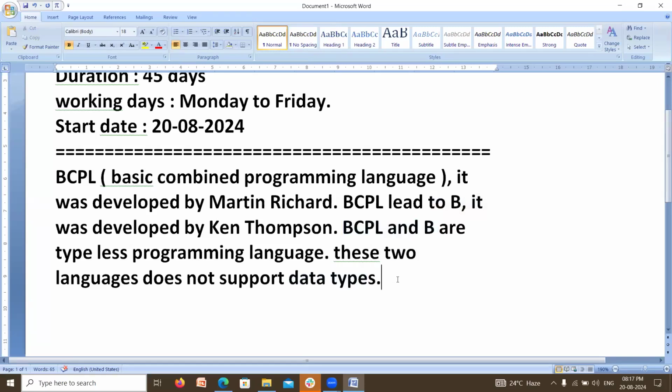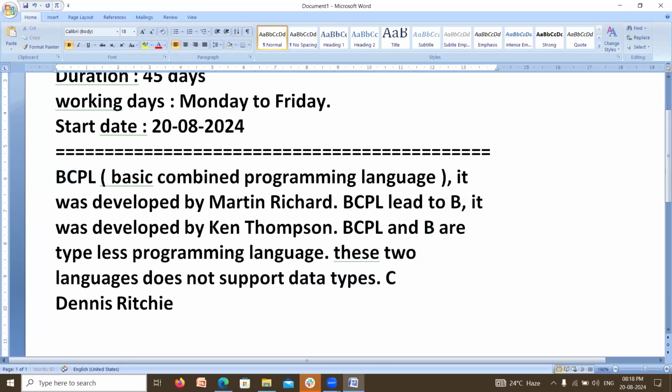Then there is a person, his name is Dennis Ritchie. Who is that? Dennis Ritchie. He developed a new programming language and introduced data types. That language was named C. The first letter B was for the B language, and the next letter C was for the C language.